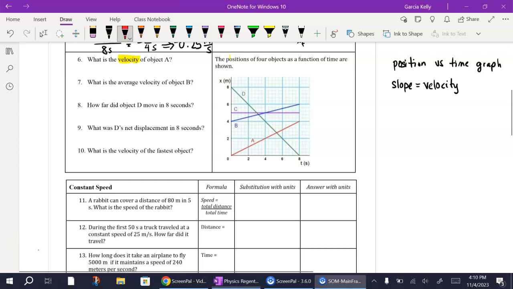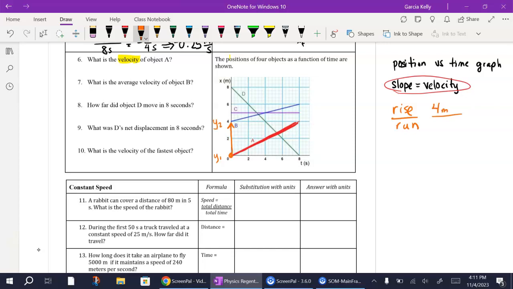When we take a look at number 6, for the velocity of object A, we can look at the slope. The slope is going to tell us the velocity. So let's see, how much did we rise? How much did we run? We rose from 0 to 4. So this would be your y1. This one's your y2. So we would have 4 meters minus 0 meters.